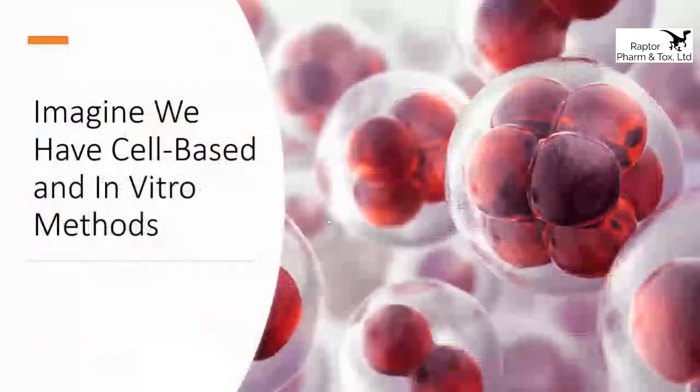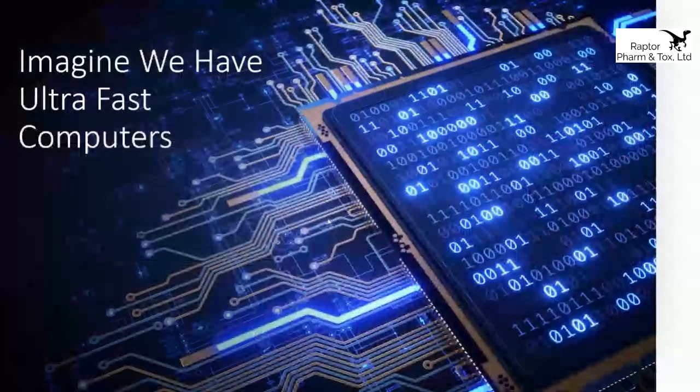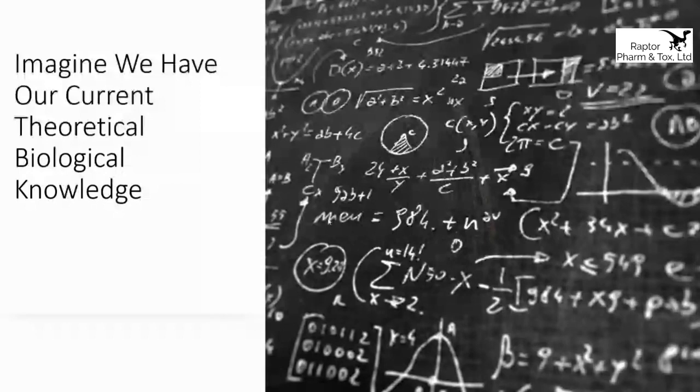So we're going to imagine that these cell-based and in vitro methods exist, right? We're going to imagine also that we have ultra-fast computers, which we didn't have in the 80s. And we're going to imagine that we have our current theoretical knowledge of biology. So we understand how certain things work in biology. We understand the basics of biochemistry. So we haven't lost any of that knowledge.